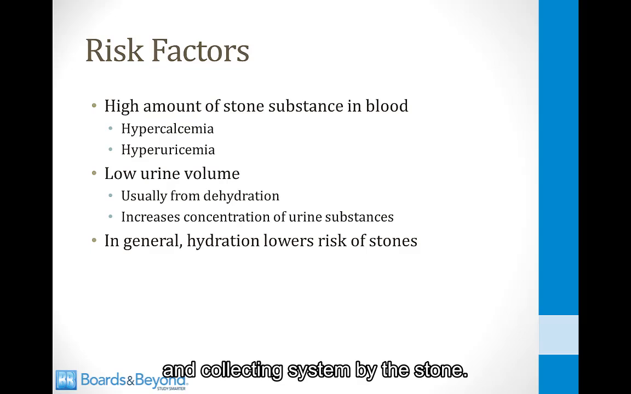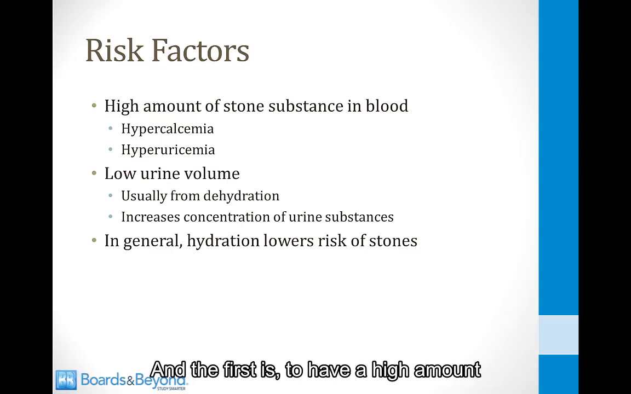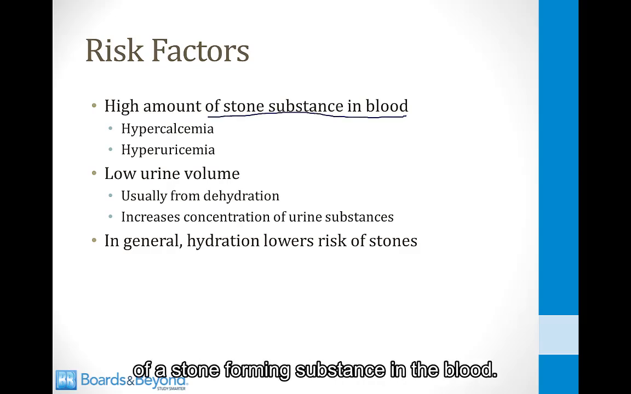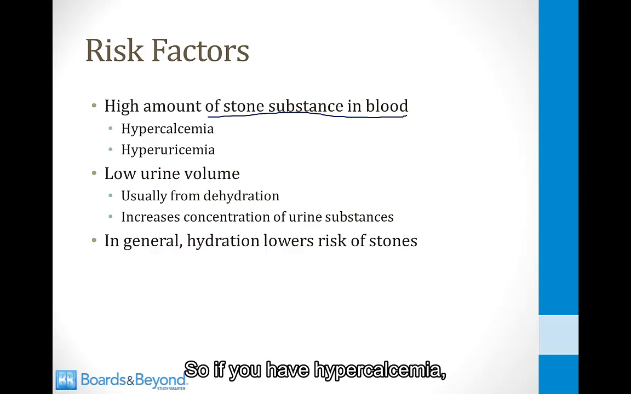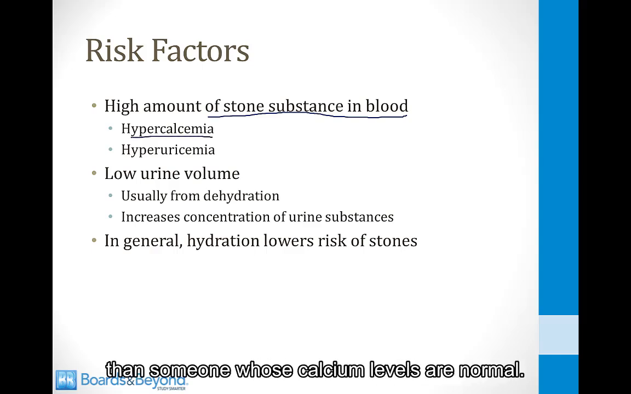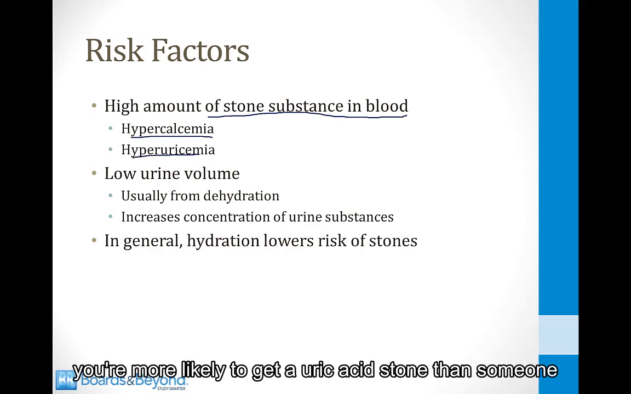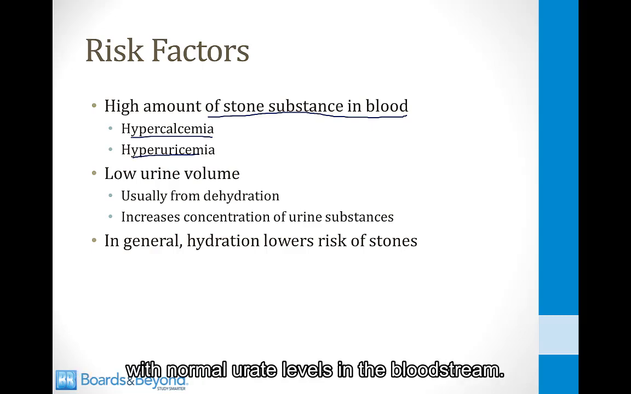There are some common risk factors to all types of kidney stones that you should know about. And the first is to have a high amount of a stone-forming substance in the blood. So if you have hypercalcemia, you are more likely to get a calcium stone than someone whose calcium levels are normal. If you have hyperuricemia, you're more likely to get a uric acid stone than someone with normal urate levels in the bloodstream.